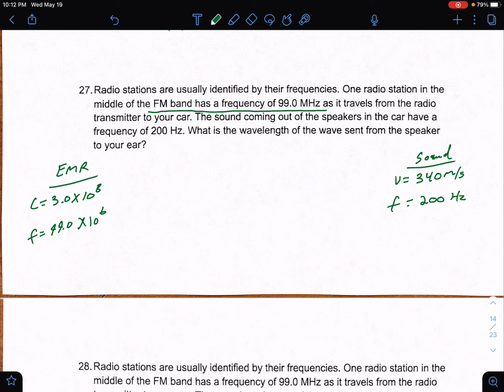Okay, what is the wavelength of a wave sent from the speaker to your ear? So it's asking about sound. So I'm not going to use this left side yet. I'm going to use this right side. I know velocity equals frequency times wavelength. So my velocity is 340. My frequency is 200. And wavelength, I'm going to leave it as upside down y. So get upside down y by itself, and you get a wavelength of 1.7 meters.